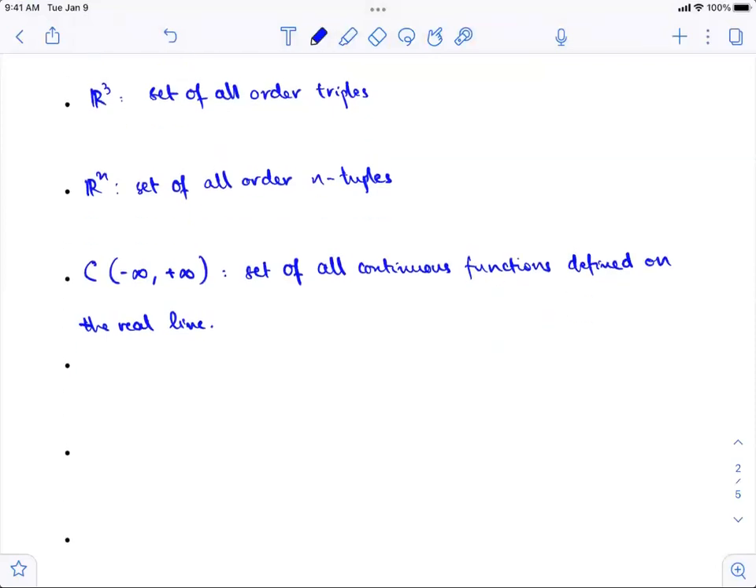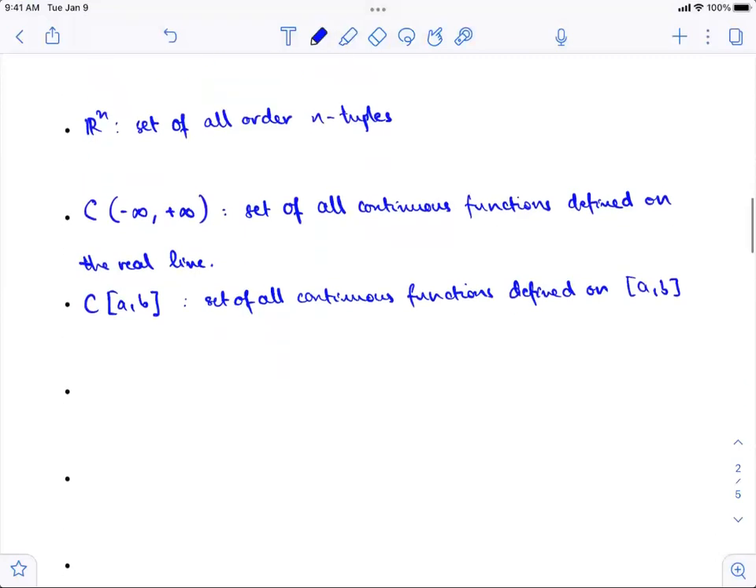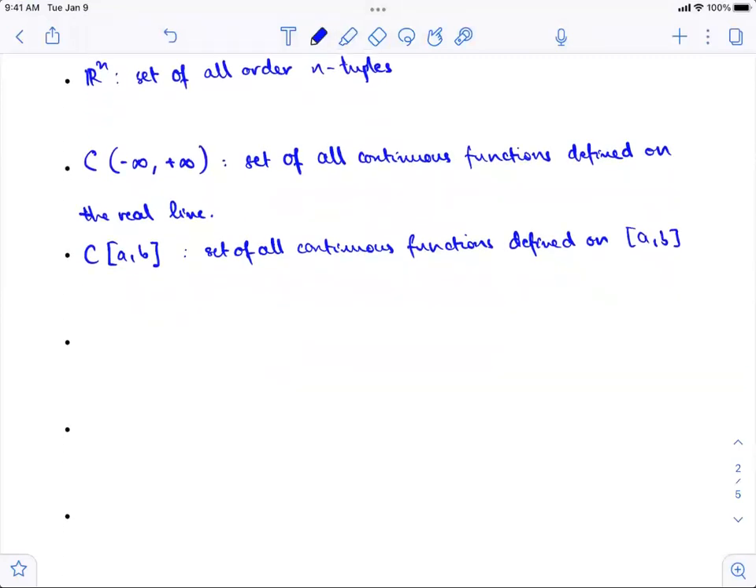You can have the set of all continuous functions defined on a certain interval, and if that is the case, you use this particular notation: the set of all continuous functions defined on a closed interval from a to b. You can also have the set of all polynomial functions, so it's denoted like this. This is the set of all polynomial functions.